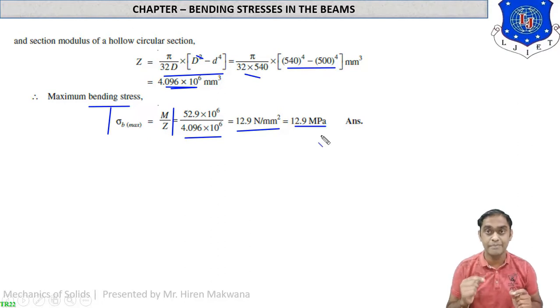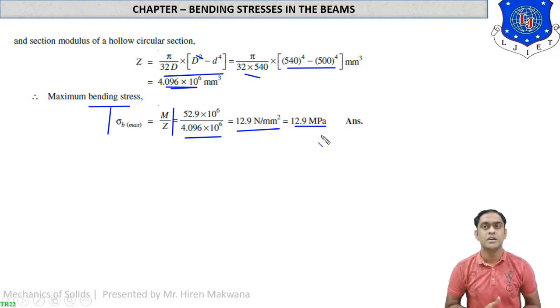So this is a very practical numerical through which you can justify which type of material should be used to make a pipe, whether it is a PVC pipe, a stainless steel pipe, or a cast iron pipe. So students, from this type of numericals you will gain practical knowledge as well.